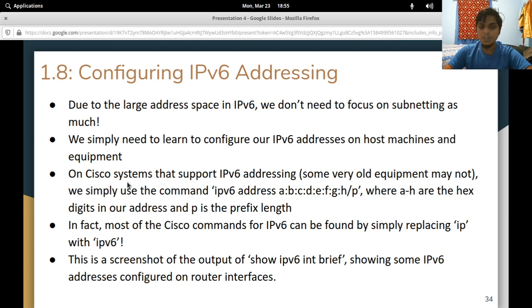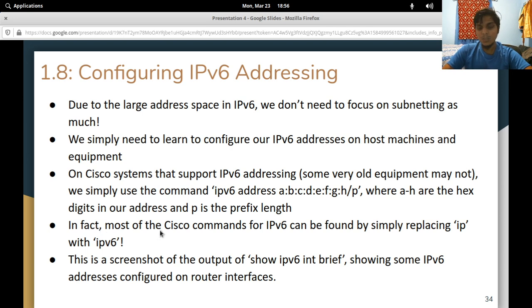On Cisco systems that support IPv6 addressing, some very old equipment may not support IPv6 addresses, but on the systems that do, we simply use the command ipv6 address and then the address/prefix length, where A to H are the hex digits in our address and the prefix is the prefix length. So just put ipv6 address and then 2803:1500 whatever, and then /64.